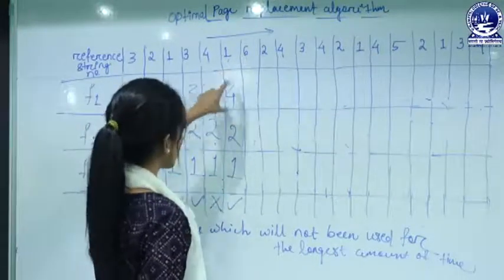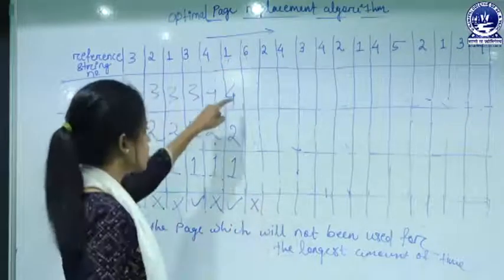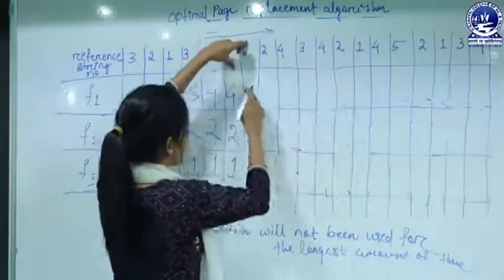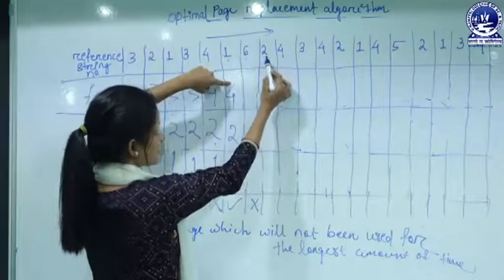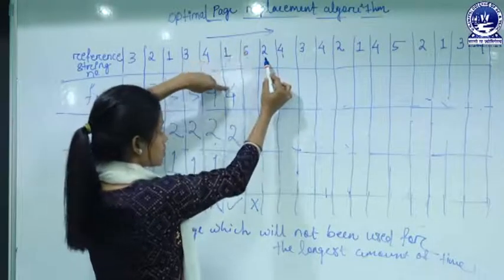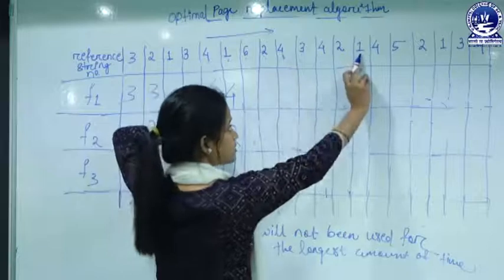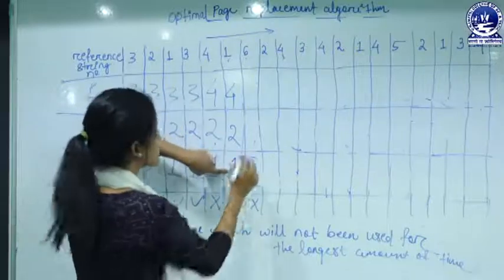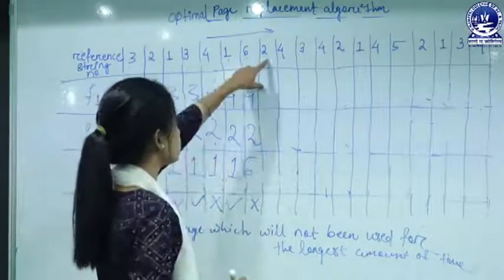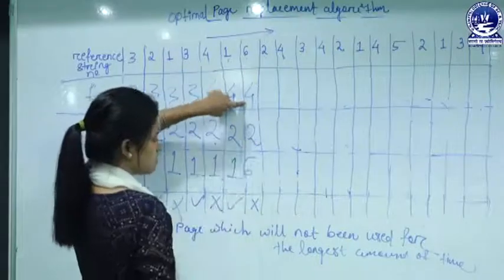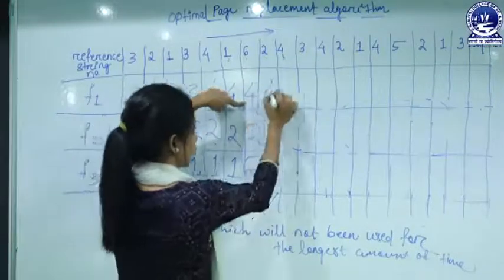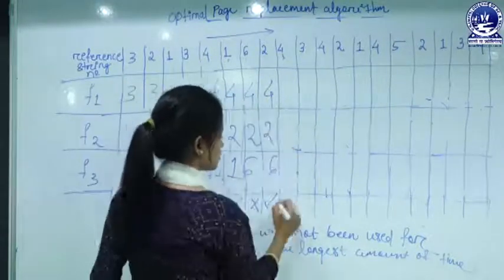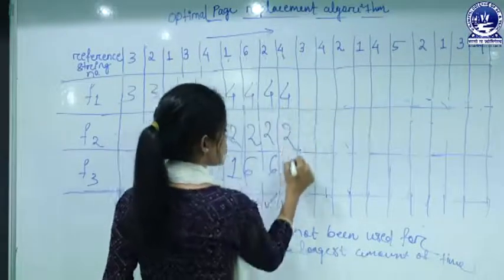Now 6 is not there in the main memory, so there is a miss, 4, 2, 1. From 6 we check the rightmost corner. 4 and 2 are going to be used sooner, and 1 is the rightmost corner. So in the place of 1 we put 6, giving 4, 2, 6. Then 2 is in the main memory, so there is a hit, 4, 2, 6, and again 4 is in the main memory, so there is a hit, 4, 2, 6.